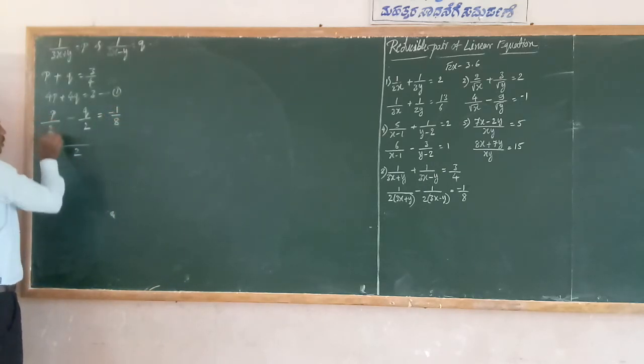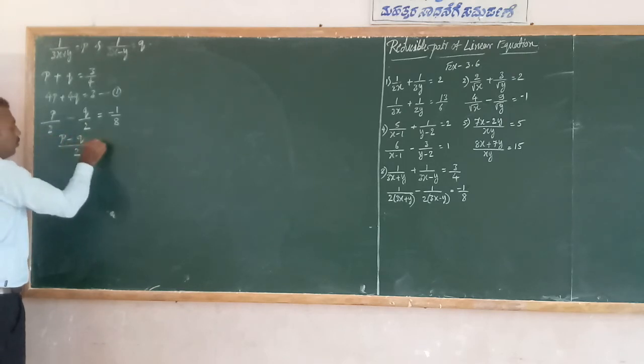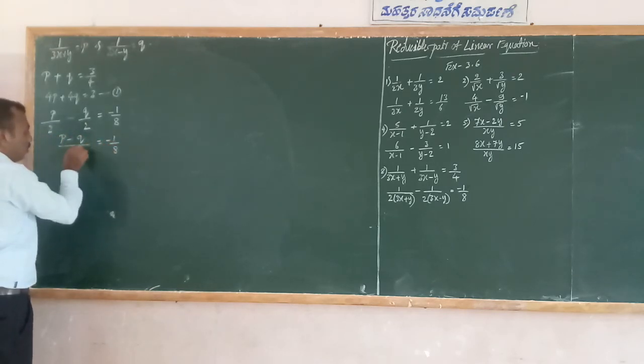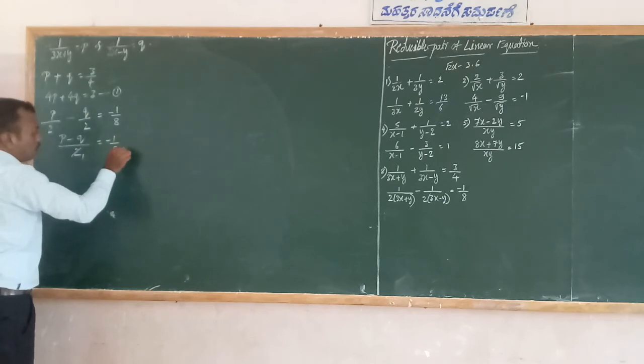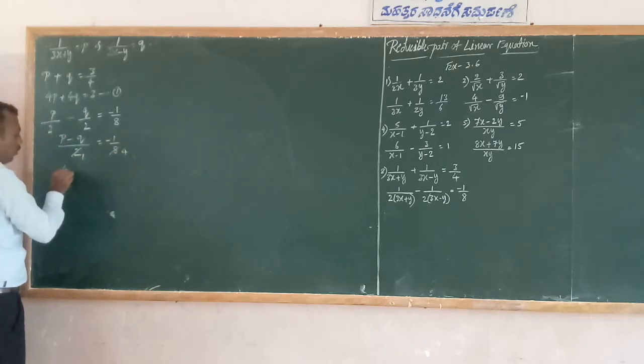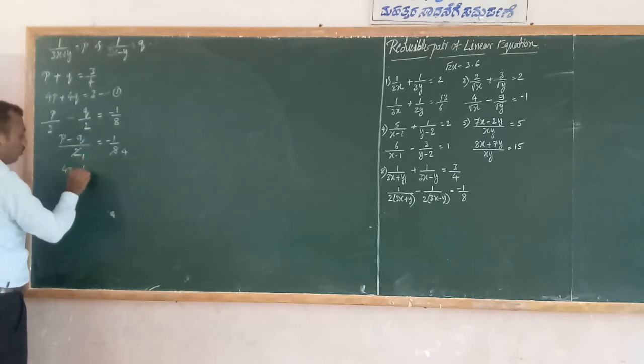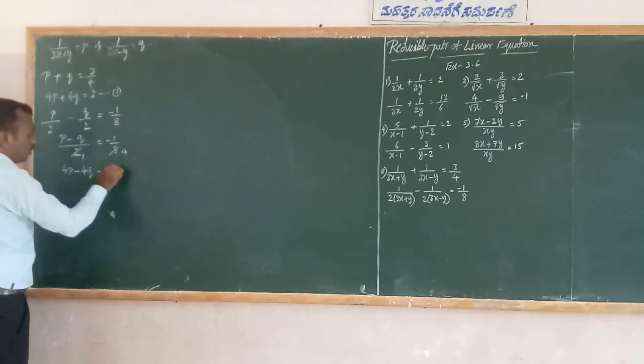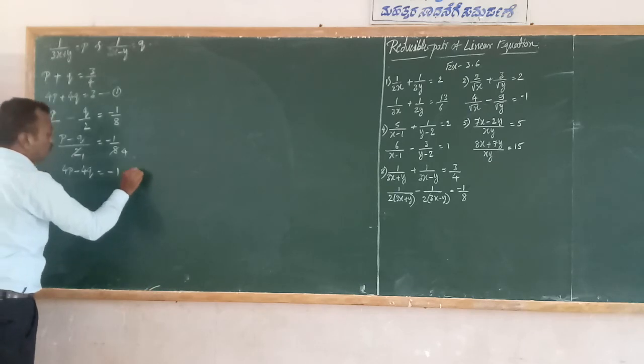2 is the LCM. So subtract the numerator: p minus q is equal to minus 1 upon 8. So you have to cancel it. 1 for 2, ones are 2, 4s are. So you have to cross multiply that. 4 into p, 4p minus 4 into q, 4q, it is equal to minus 1. So call it equation number 2. So solve 1 and 2.